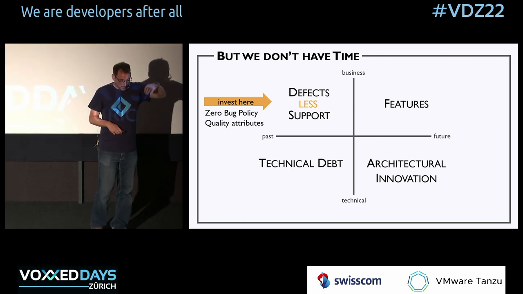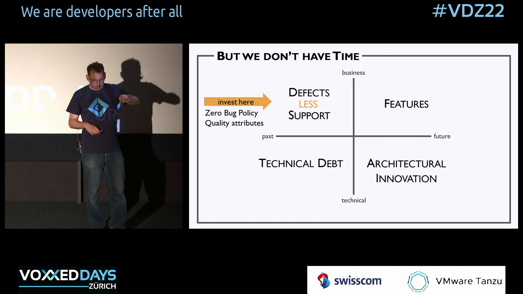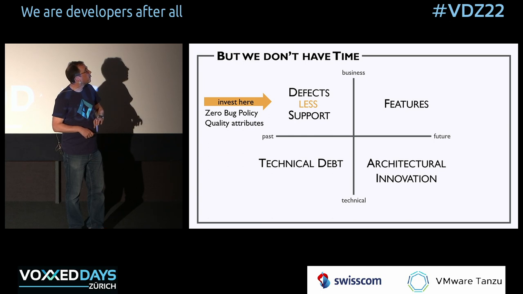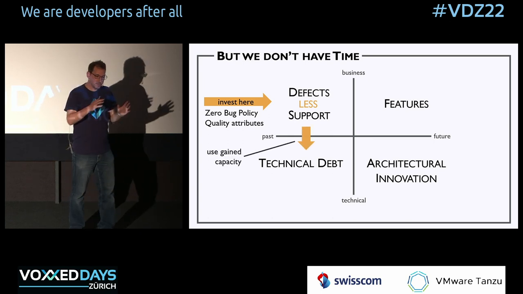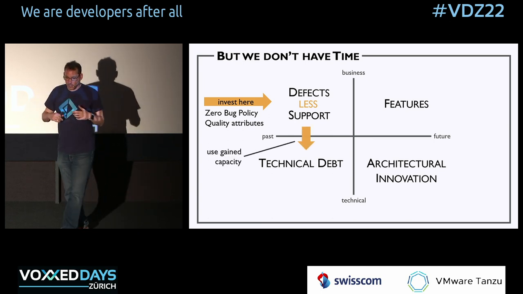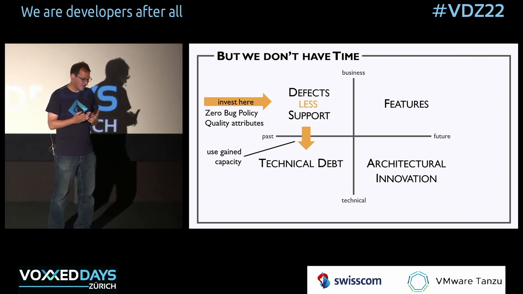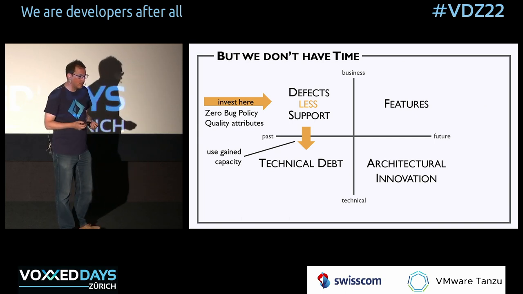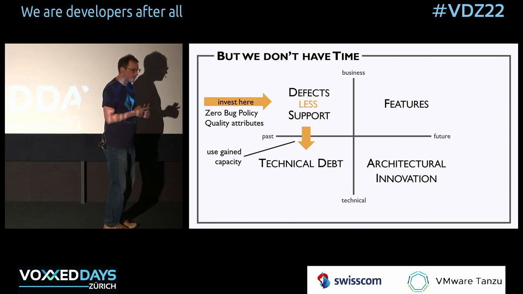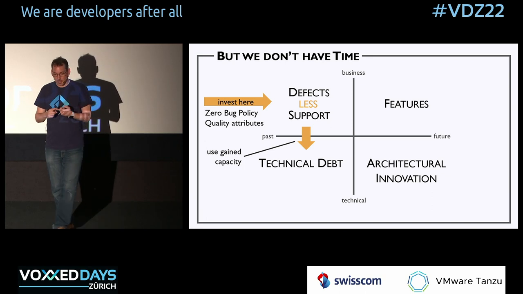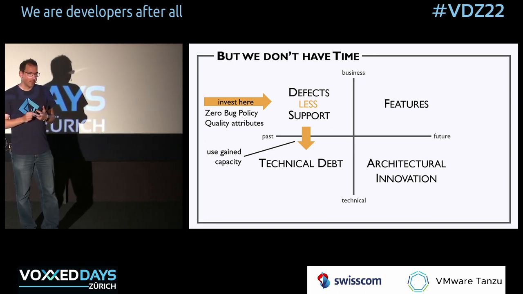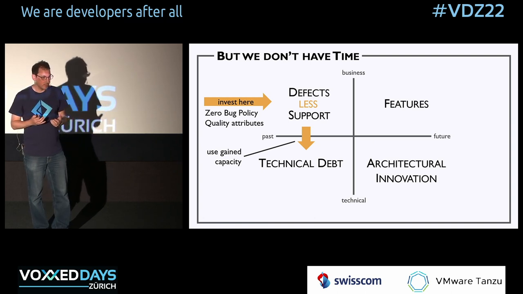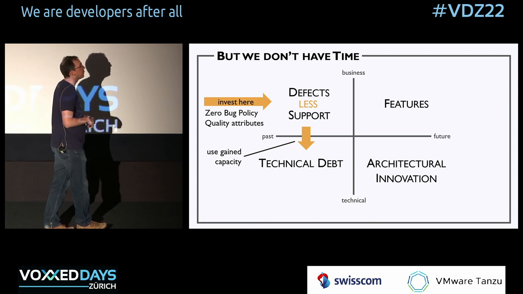When you get capacity, you can move it from fixing bugs to technical debt. The same is with support, I forgot about this. When you have a system that is hard to use, make it easier to use. Think about what quality attributes of your system are very important. Is it learnability? Should it be easier to use? Whatever is important from the quality side for the user, improve that as well.